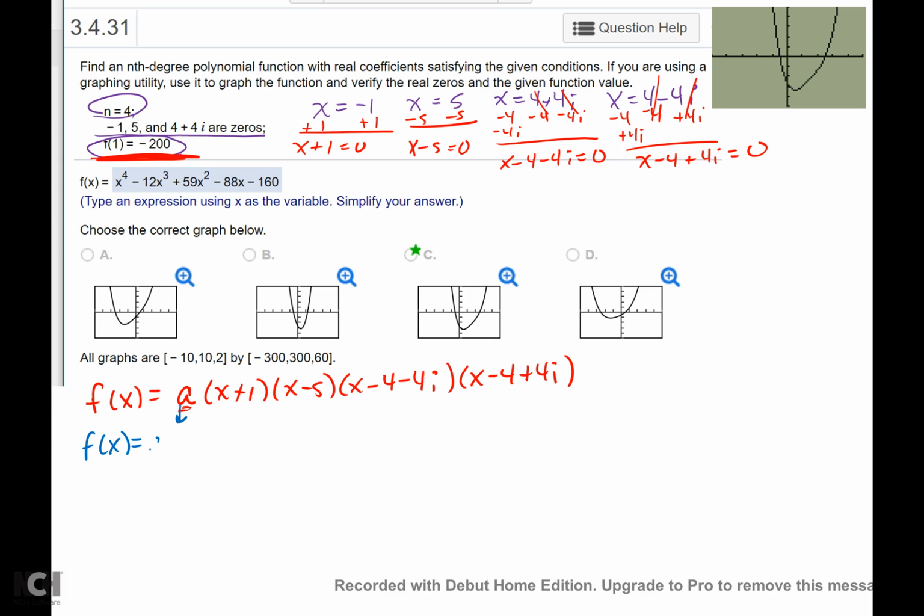So right now I'm going to drop this, and I'm going to do this. That's x squared minus 5x plus x minus 5. And I'm going to do this one. X times x is x squared. X times -4, -4x. X times 4i is positive 4xi.